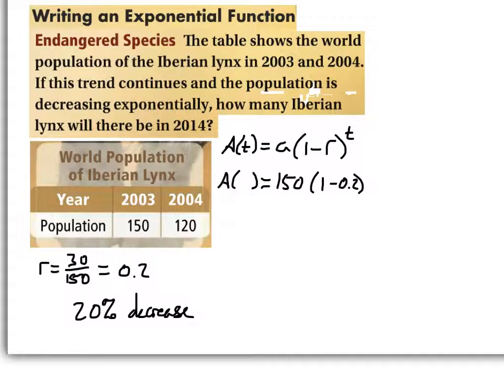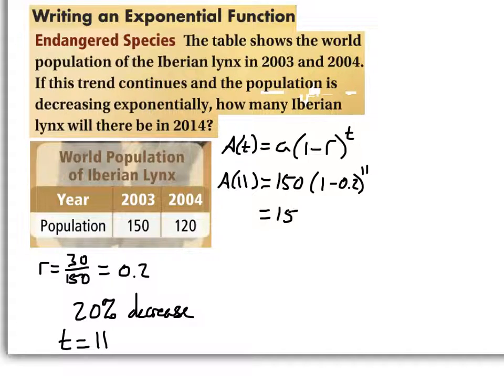But now what about the time period? Our data started at 2003, and we're going up till 2014. How many years is that? Yeah, if you don't know to subtract them, then take your fingers and start counting. Starting in 2003, 1 year from then is going to be 2004, 2005, 2006, 7, 8, 9, 10, 11, 12, 13, 14. 11 years. Okay, so T equals 11. Well, let's plug that in. So A of 11 is going to be 150 times 1 minus 0.2 raised to the 11th power.